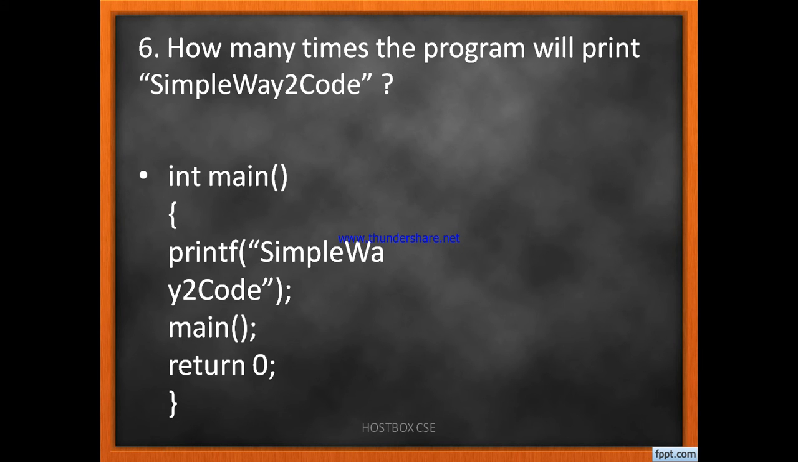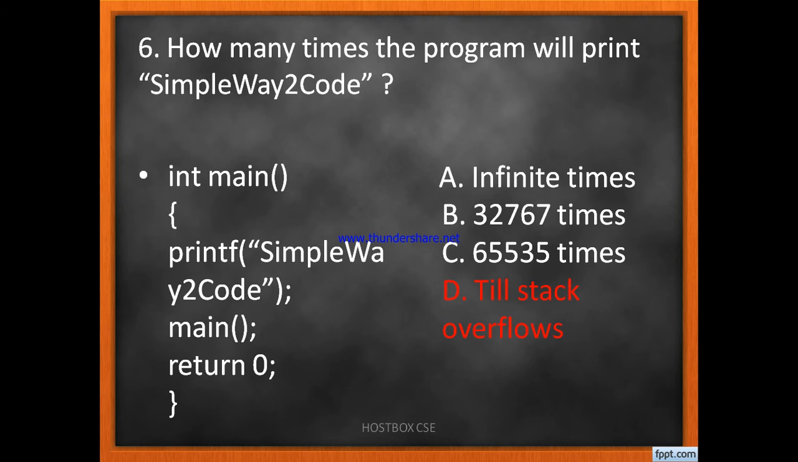Next, how many times will the program print? Simple way to code. Here the program is given: int main, printf of simple way to code, main, then they call main, return 0. So what will happen when you call the main function again in a C program? You may get an error. Options given: indefinite times, 3 to 7, 6, 7 times, and 6, 5, 5, 3, 5, 7. At last, I am highlighting the big answer: till stack overflows.